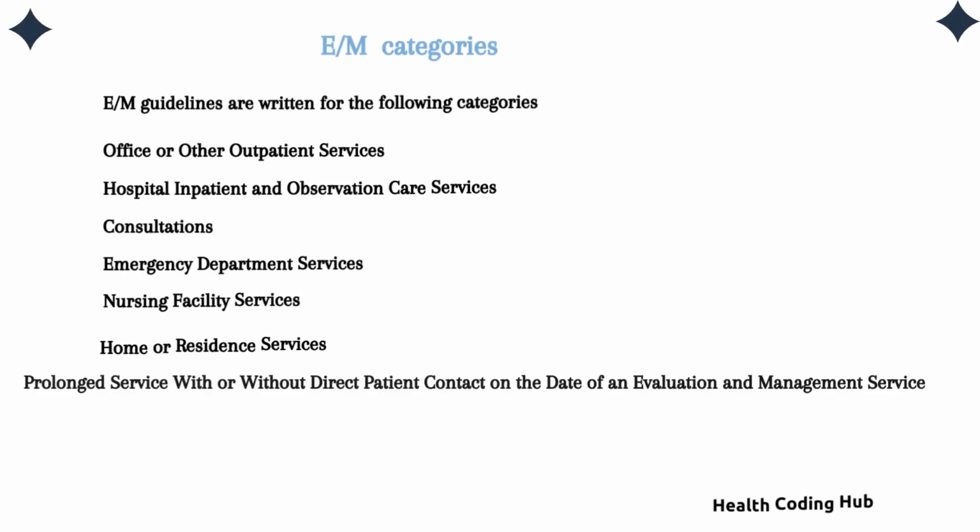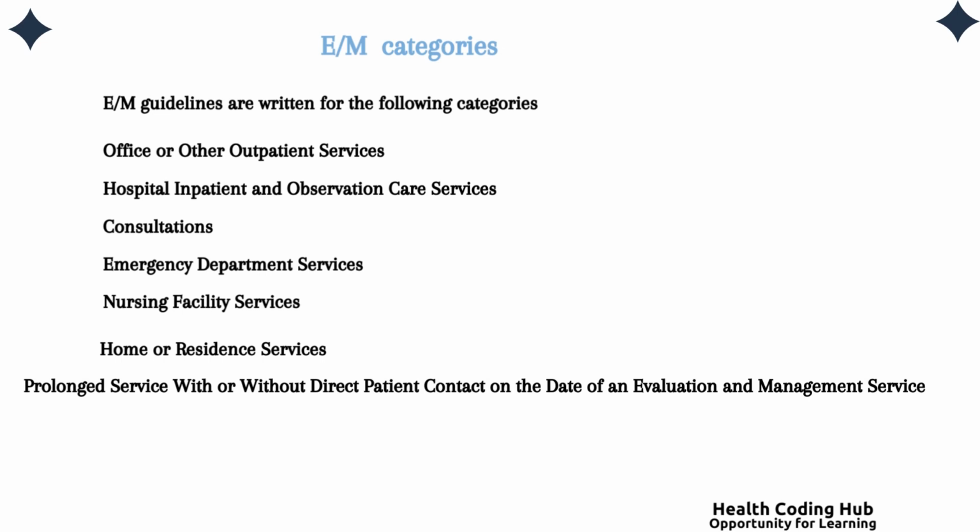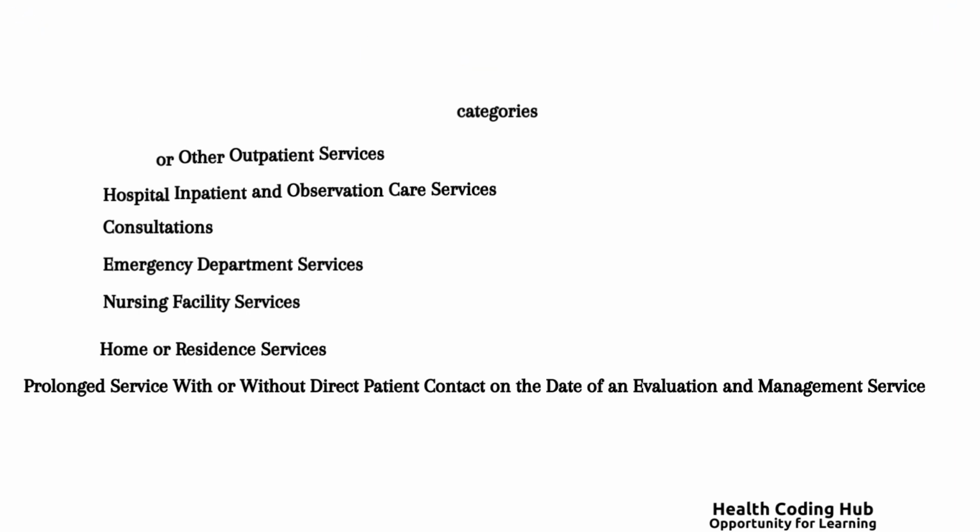E&M categories. E&M guidelines are written for the following categories: office visit or other outpatient visit, hospital inpatient and observation care services, consultations, emergency department services, nursing facilities services, home or residence services, and prolonged service with or without direct patient contact on the date of evaluation and management service.